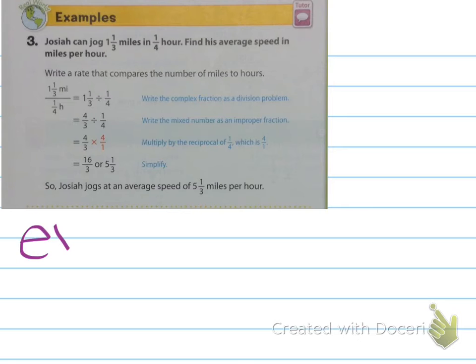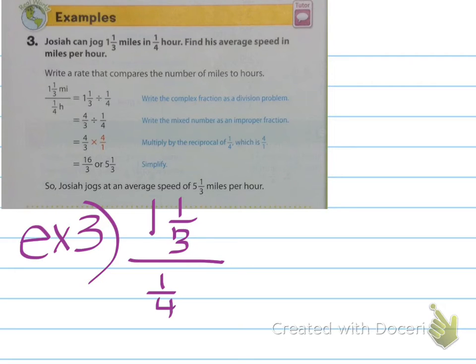And we're going to do example 3. Of course, I don't want you to write down this whole thing unless you'd like to, but it says Josiah can jog 1 1/3 miles in 1/4 hour. Find his average speed in miles per hour. So we're going to put the miles on top, which is the 1 1/3, and the hours on the bottom, which is 1/4. But we want to know how much it is miles per hour.